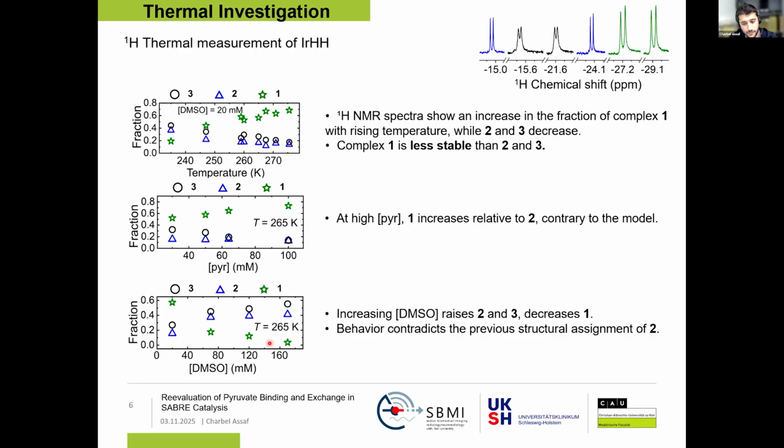So in this case, we were motivated to study more, or develop a pulse sequence, to study this exchange that's happening within the complexes.